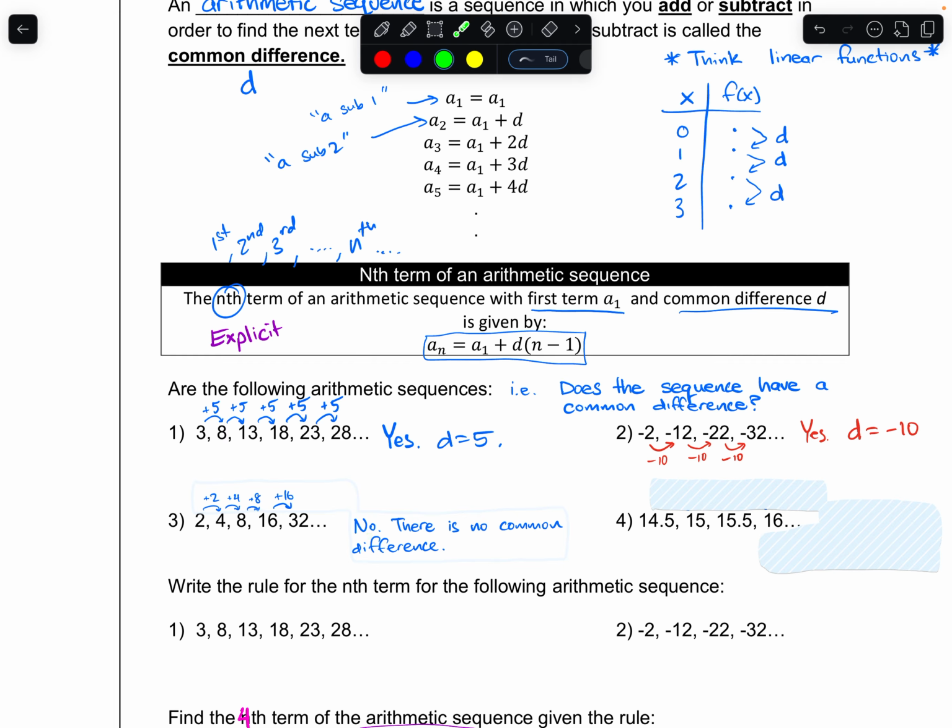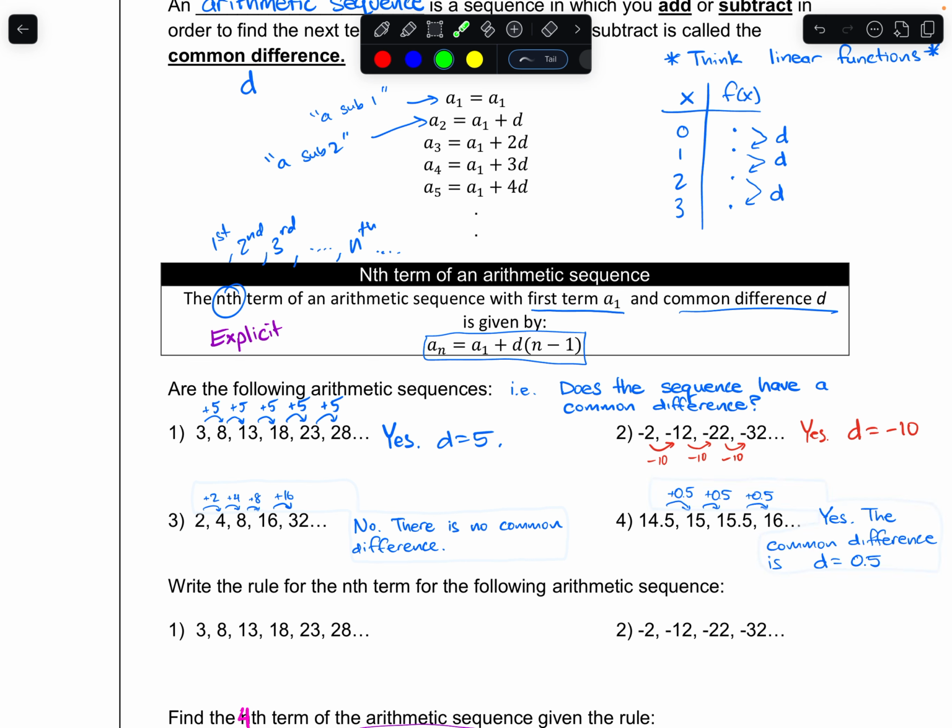Okay, so for number 3, there is no common difference. We're adding something different each time. The common difference does not stay the same. So that word common means that it stays the same when you add each time. It's not. As a side note, there is a different pattern here, but we're not adding the same thing every time. We're multiplying, and we'll actually get to that later on in the video. But for right now, we'll just say it's not an arithmetic sequence.